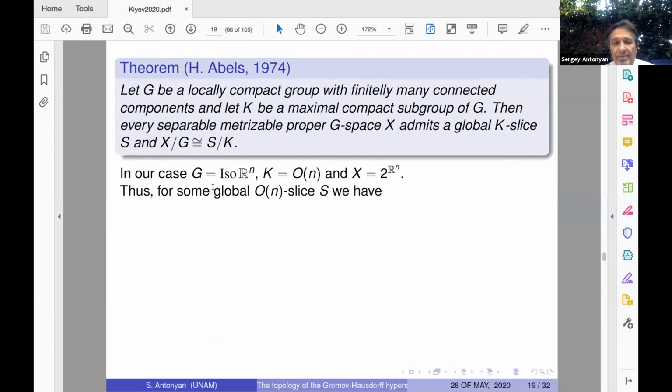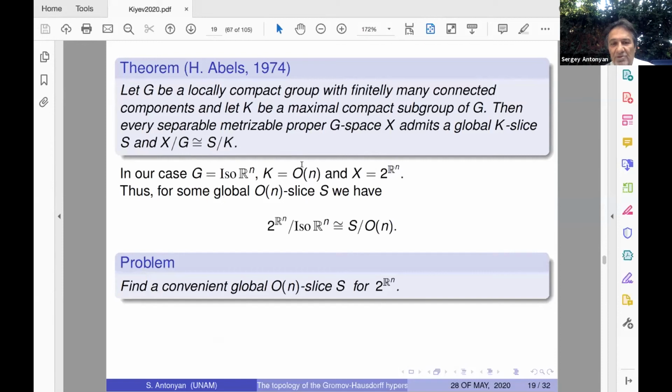In our case, X is the hyperspace of Rn. The locally compact group, so the Lie group, is the isometry group of Rn, and K is the maximal compact subgroup of G. And then by this result, we have this homeomorphism. So remember, we are interested to find the topological structure of this one. By Abels' result, this is homeomorphic to this one, where S is an O(n)-global slice of this hyperspace.